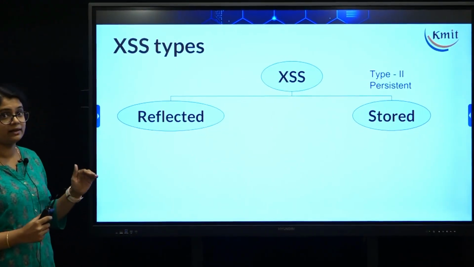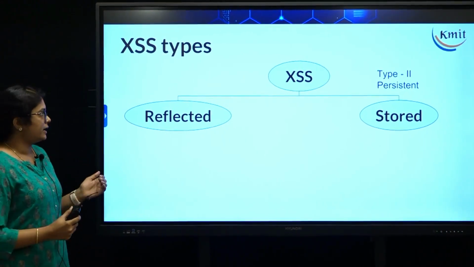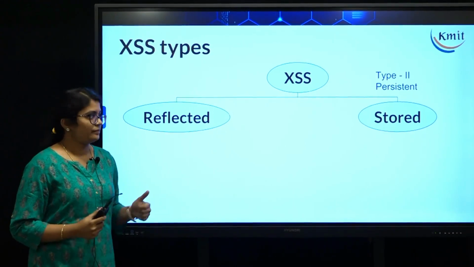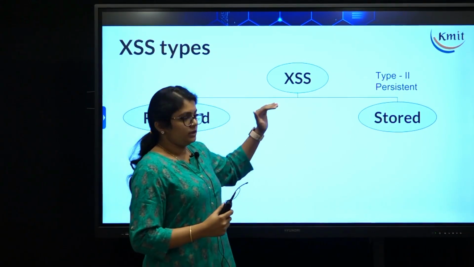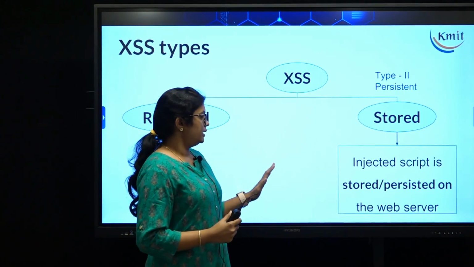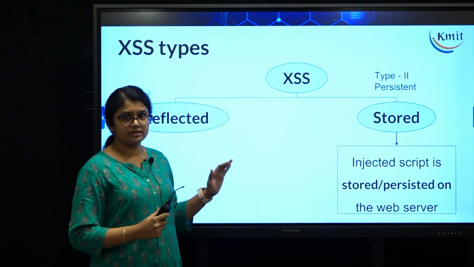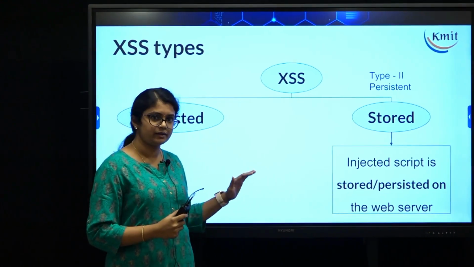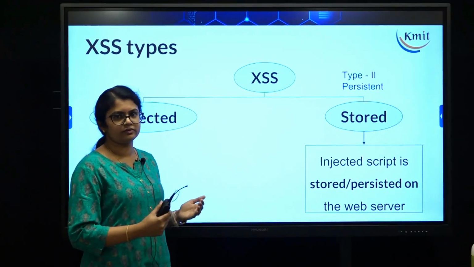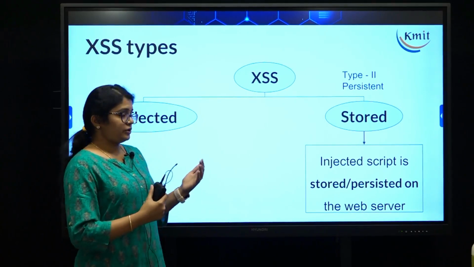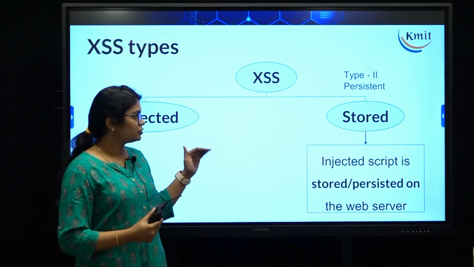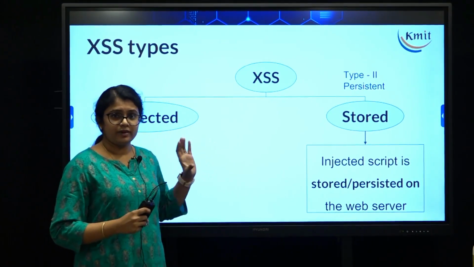Now coming to the second type of the XSS attacks, as I told you, there are broadly two categories, that is reflected as well as stored. Now moving on to the second type, the stored XSS attack, which is a persistent attack. In this, the malicious script, the script which is injected by the hacker, gets stored on the web server. So it is either stored or persisted, both of them can be used synonymously. So whatever malicious script the hacker is injecting, it gets stored on the web server. Remember this very keenly.